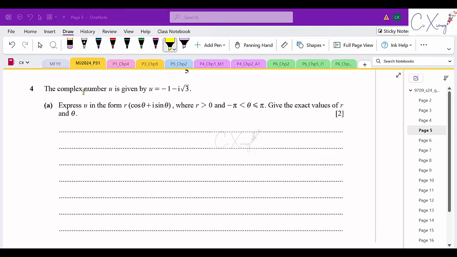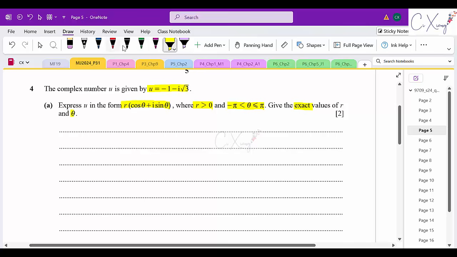Okay, so question number 4. We are given a complex number u, and they want us to express u in this form, where r is a positive value and theta is from negative pi to positive pi. Give the exact values of r and theta. The form that they want us to find is actually the modulus-argument form of a complex number. So basically r is the modulus of u, and theta here is the argument of the complex number u.